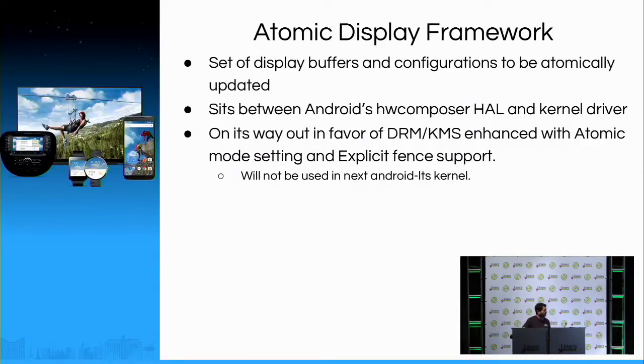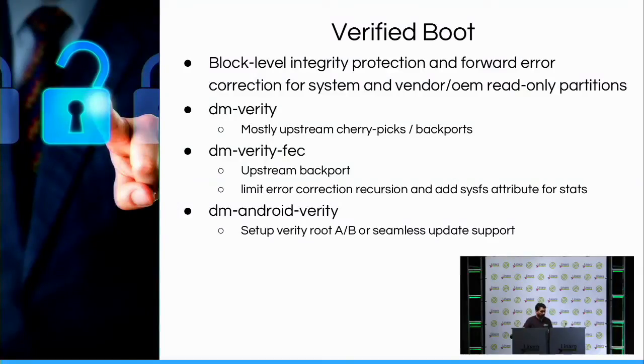Atomic display framework is, again, something which Android developers came up with at that time because atomic update support and explicit fencing was missing from the DRM KMS driver at that time. So now that explicit fencing and atomic mode setting support is now in DRM KMS, we are not going to use this particular framework anymore. So it is still there in 4.4, but I'm pretty sure that in the next Android LTS version, it will just go away.